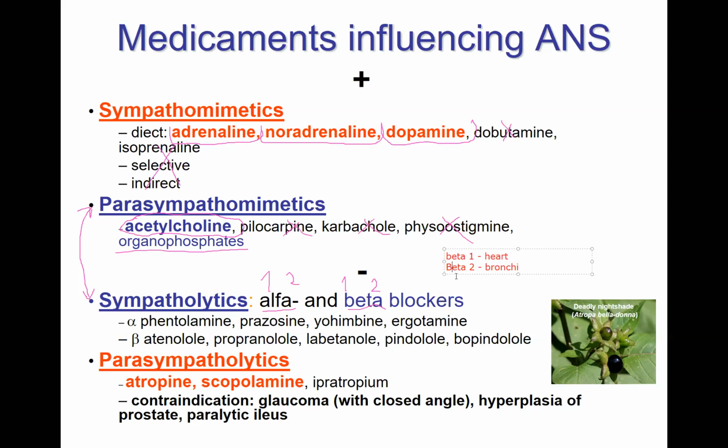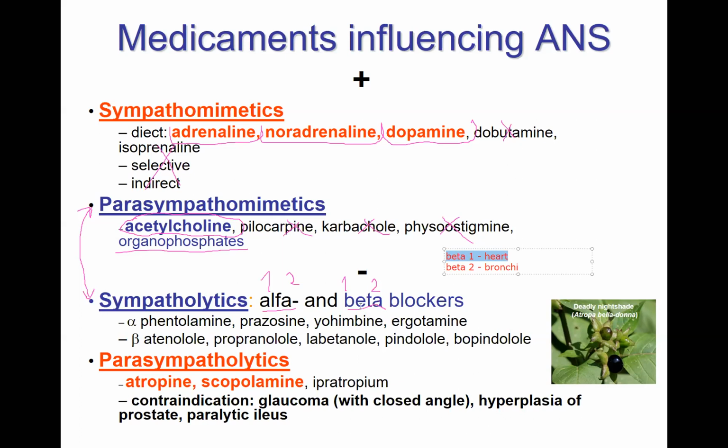So imagine you have a patient with hypertension and the heart runs too quickly. What do you do? You can, for example, block the sympathetic system to reduce the heart rate. So you use a beta blocker, but you need a beta 1 blocker. In case you have a patient who has problems with bronchi like asthma, and the bronchi are too narrowed and in a spasm.